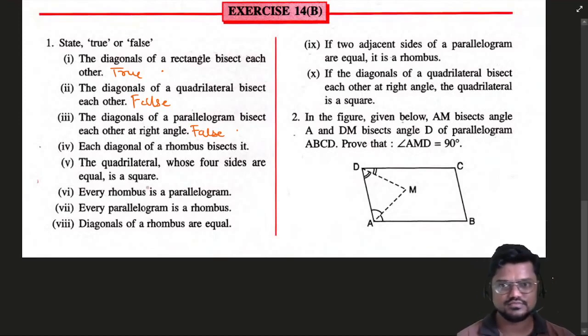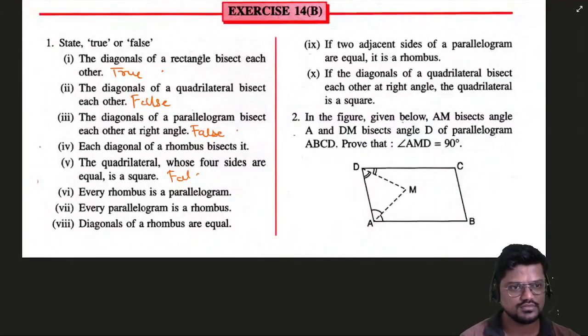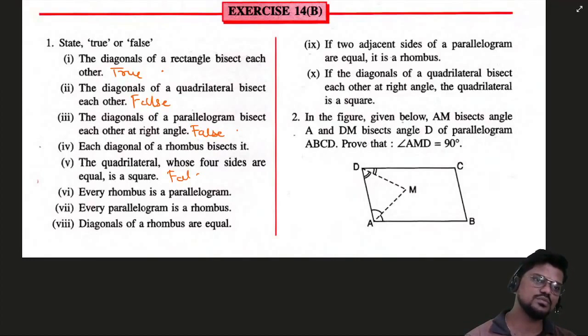Next, the quadrilateral whose four sides are equal. No, we have done this, it is false. Every rhombus is a parallelogram, is it? Yes, sir, every rhombus is a parallelogram. Why? Because the opposite sides have to be equal and parallel, and they are equal and parallel in a rhombus. So we can say all rhombuses are parallelograms. But can we say all parallelograms are rhombuses? No, we cannot say that, but we can say a rhombus is a parallelogram.